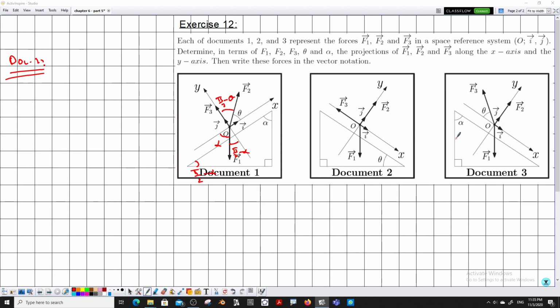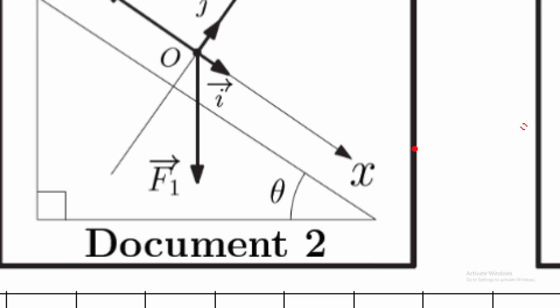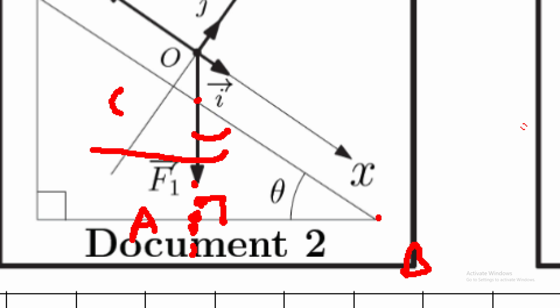So notice that here, if this is theta, if we prolongate this line, the triangle consisting of the points A, B, and C, ABC, is the right triangle at A, so this is 90 degrees, so this angle here is pi by 2 minus theta.